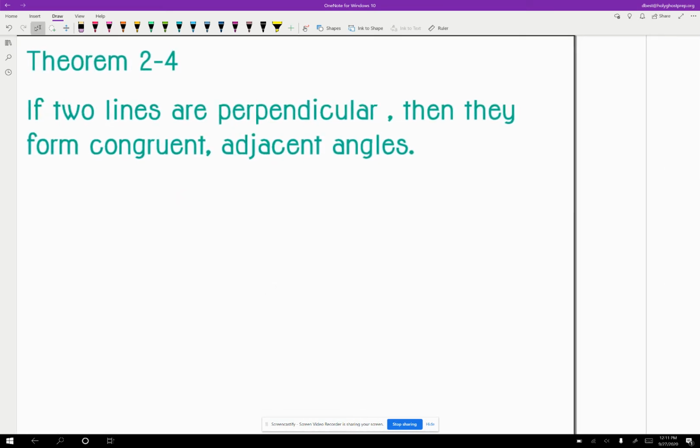And our first one says, if 2 lines are perpendicular, then they form congruent adjacent angles. So we are actually going to do the proof for this because remember, theorems require proof, postulates do not. So here's my given information. I'm going to have 2 lines, L and N, and they're going to be perpendicular. And we are going to prove, and we'll draw a diagram in a second, that angles 1, 2, 3, and 4 are all congruent.